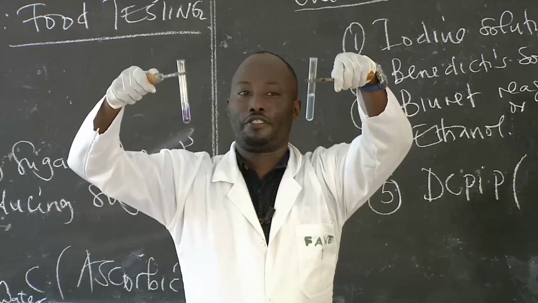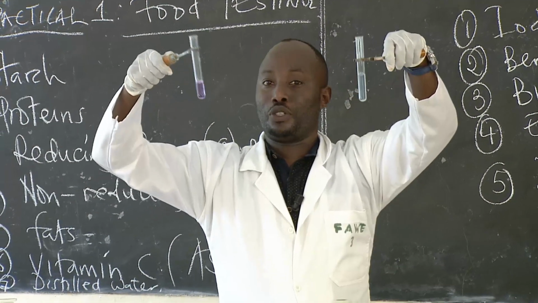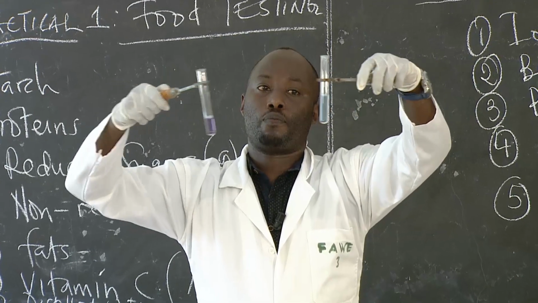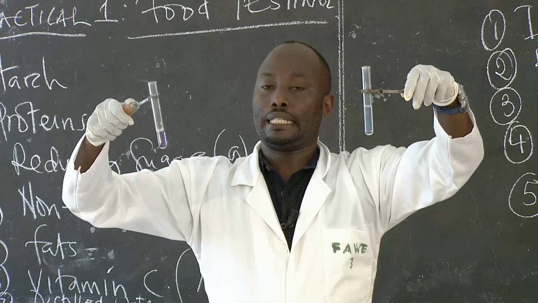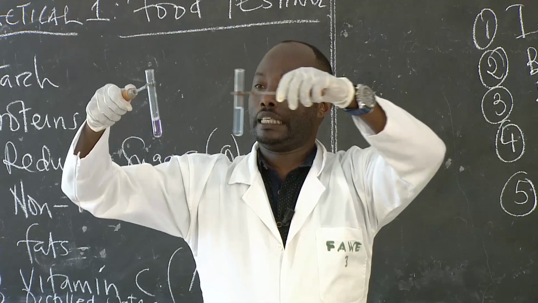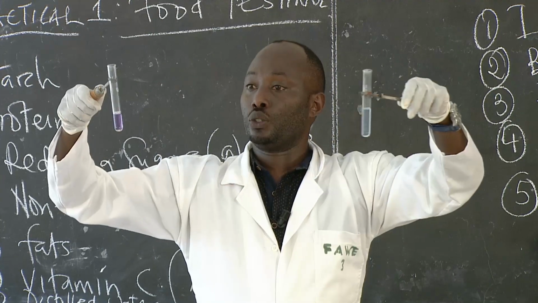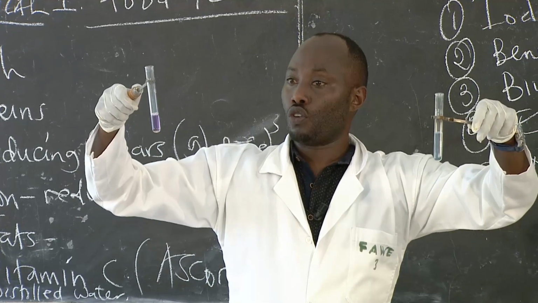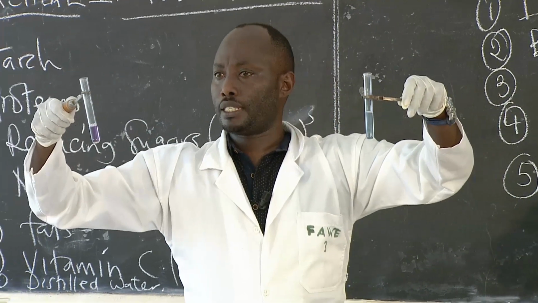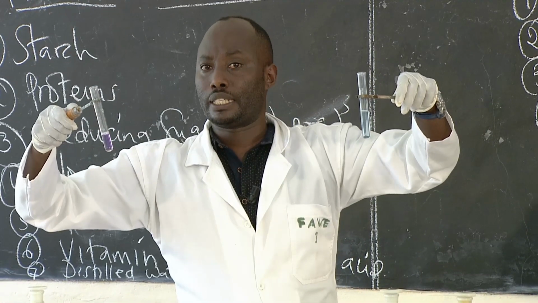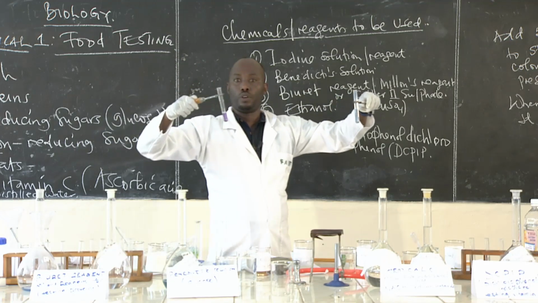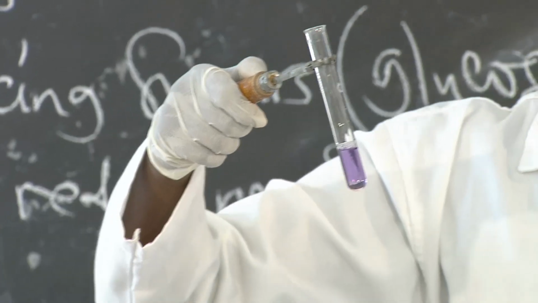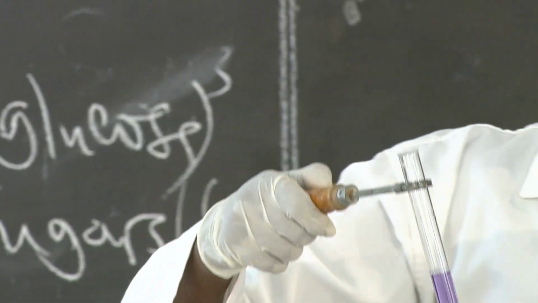You see the difference now from here? Here, the color of Biuret persists, it does not change. But here, the color changes from a blue color to a purple color. If it changes to a purple color, that indicates there is presence of proteins. So the color that shows the presence of proteins is a change from blue to purple, which indicates positive. The positive result shows that there is presence of proteins. Good.